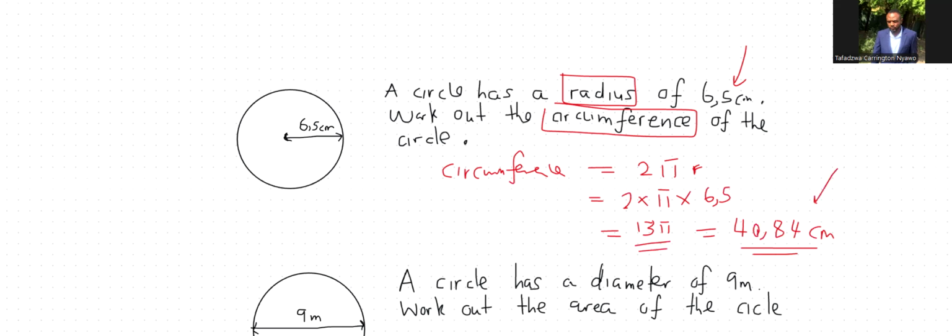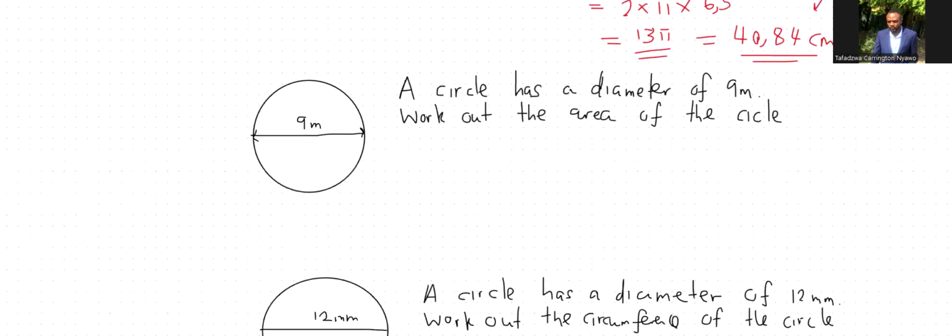All right. Now let's look at the second question here. The second question reads, a circle has a diameter, see, it's diameter of 9 meters. Work out the area. So this is what I start by doing. I start by highlighting the most important information that is provided. So I know this is the diameter, and then I know I'm supposed to work out the area of the circle. The area of the circle.